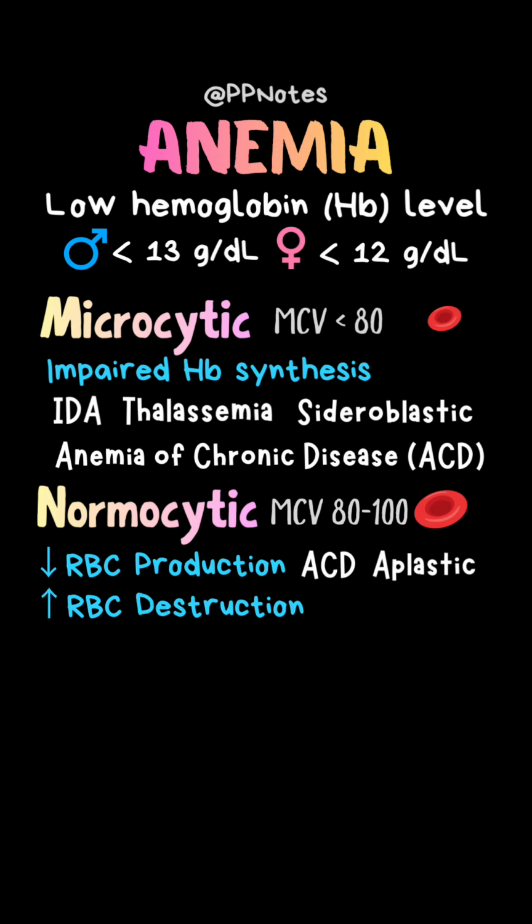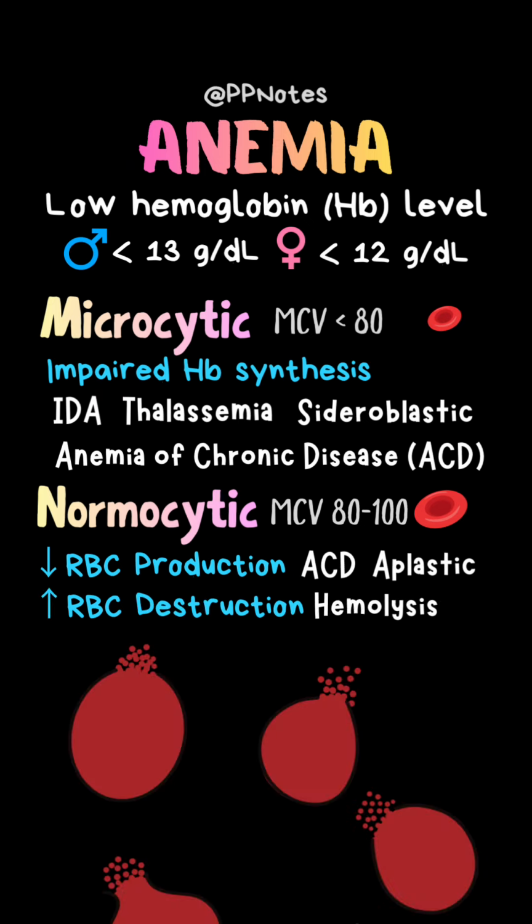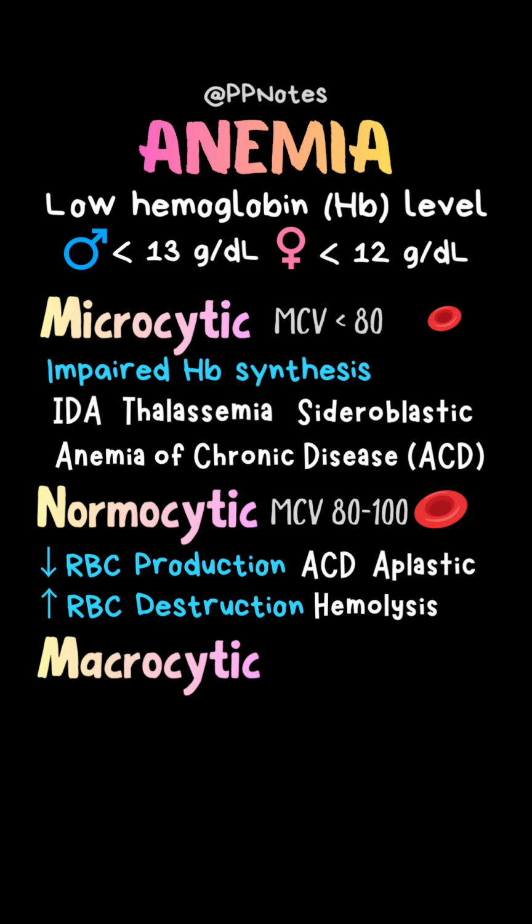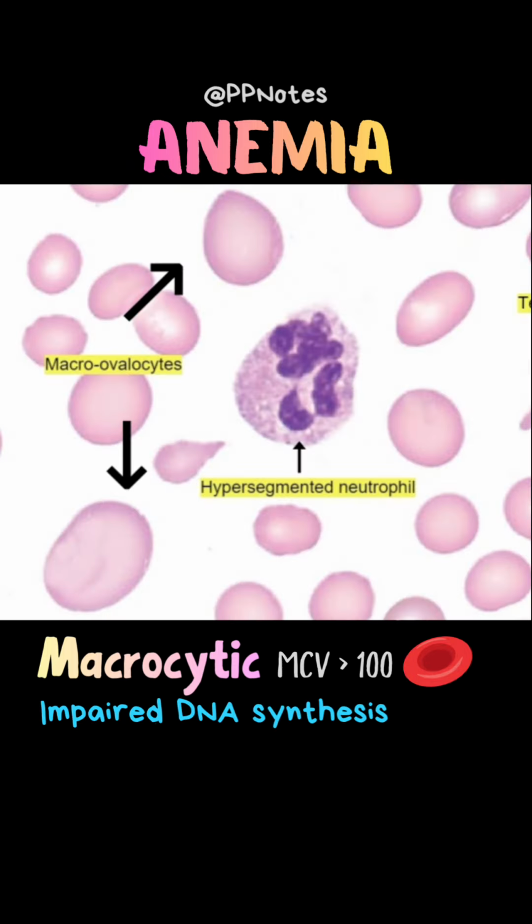Second, increased destruction, like acute blood loss or hemolysis, where red blood cells are lost or destroyed faster than they can be replaced. In macrocytic anemia, the MCV is above 100, meaning the red cells are larger than normal. This typically results from impaired DNA synthesis, which causes the cells to grow but not divide properly.